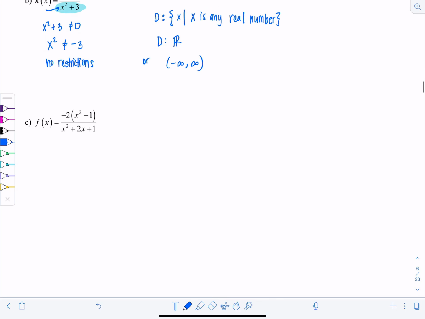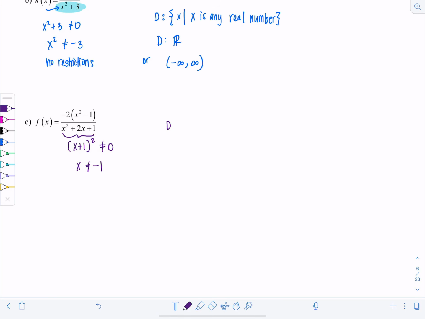Example C. f of x equals -2 times x squared minus 1 over x squared plus 2x plus 1. Oh, how mean. This time they didn't factor the denominator for us, so we've got to go ahead and factor that. That's a perfect square trinomial. Did you notice? That's the quantity x plus 1 squared. And remember, I don't want that to equal 0, which means x cannot equal -1. So that's my only restriction.